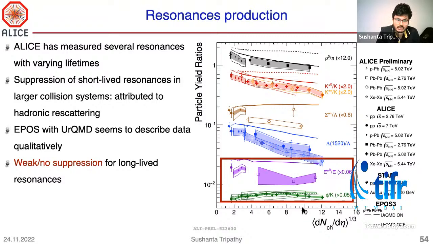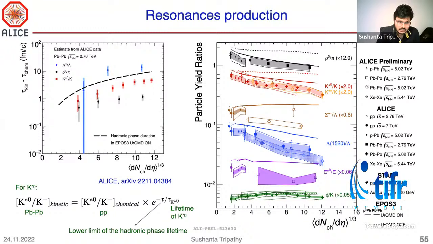However, for long-lived resonances, one hardly sees any suppression. So I think there is weak suppression or almost no suppression at all for Xi and phi particles. With this kind of suppression, one can obtain a lower limit of the hadronic phase lifetime, and from rho 0, K star, and lambda, this has been calculated and is shown as a function of dN/dη.